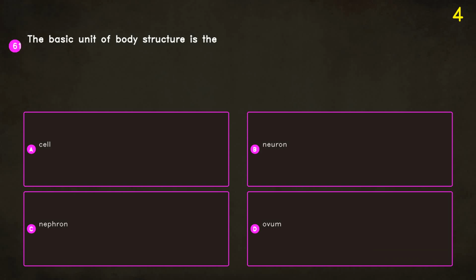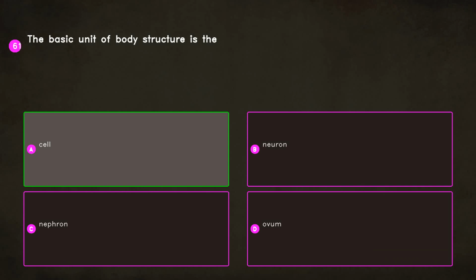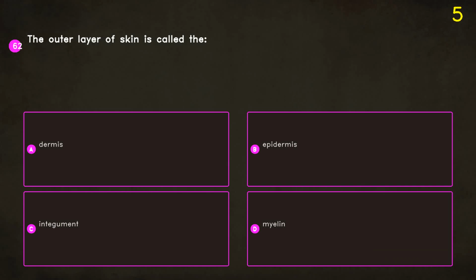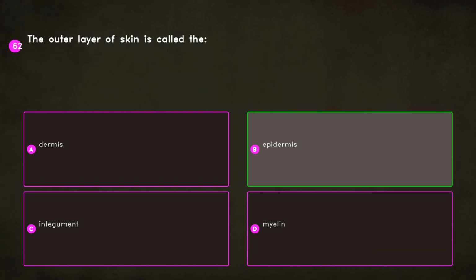Question 61. The basic unit of body structure is the: A. Cell. B. Neuron. C. Nephron. D. Ovum. The correct answer is cell. Question 62. The outer layer of skin is called the: A. Dermis. B. Epidermis. C. Integument. D. Myelin. The correct answer is epidermis.